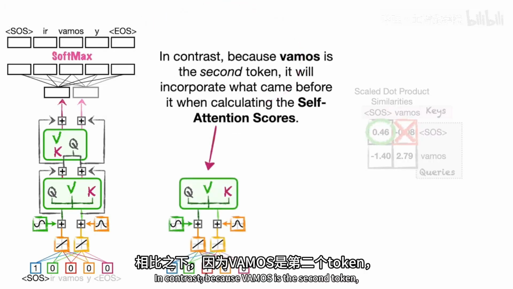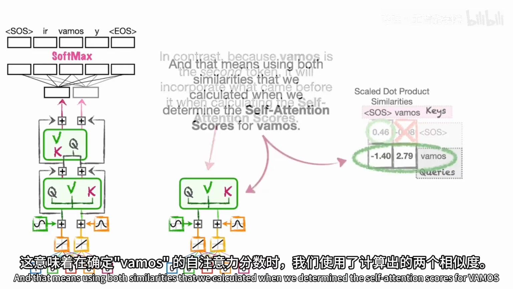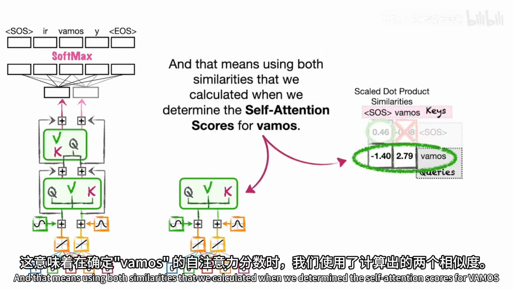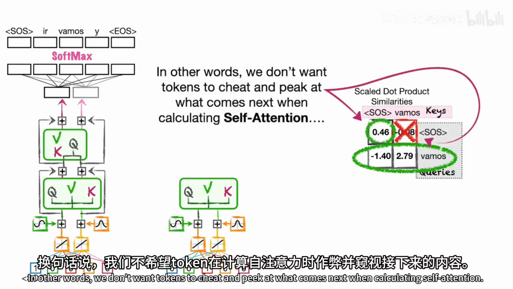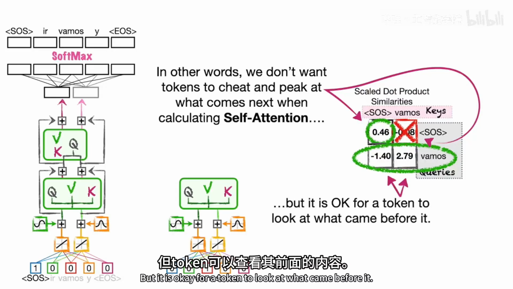In contrast, because Vamos is the second token, it will incorporate what came before it when calculating the self-attention scores. And that means using both similarities that we calculated when we determined the self-attention scores for Vamos. In other words, we don't want tokens to cheat and peek at what comes next when calculating self-attention. But it is okay for a token to look at what came before it.